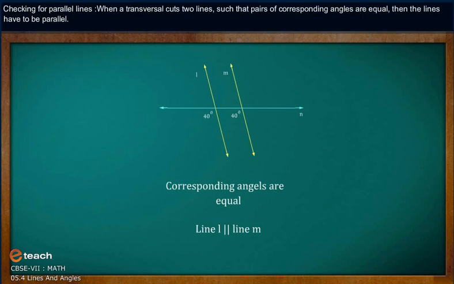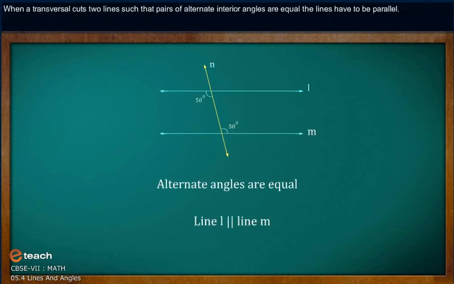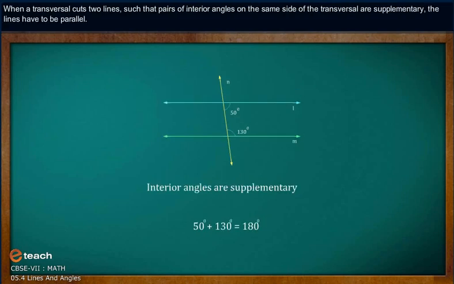Checking for parallel lines. When a transversal cuts two lines such that pairs of corresponding angles are equal, then the lines have to be parallel. When a transversal cuts two lines such that pairs of alternate interior angles are equal, the lines have to be parallel. When a transversal cuts two lines such that pairs of interior angles on the same side of the transversal are supplementary, the lines have to be parallel.